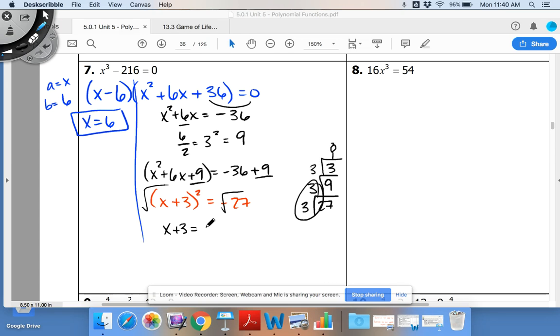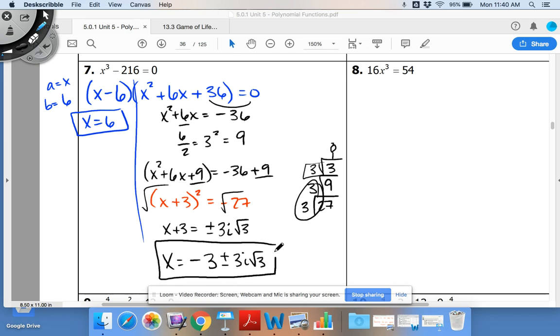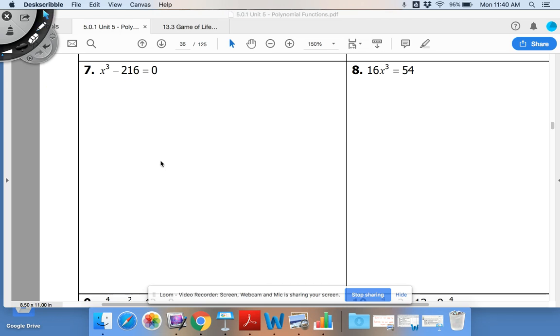So I would get plus or minus 3i square root of 3 because this is still underneath the radical. Then I need to subtract a 3 to the other side, so we would actually write it as negative 3 plus or minus 3i square root of 3. So that's completing the square. You could use quadratic formula or completing the square, whichever one feels more comfortable to you.